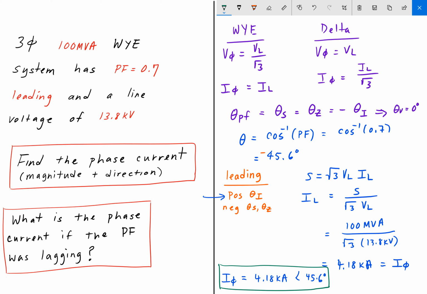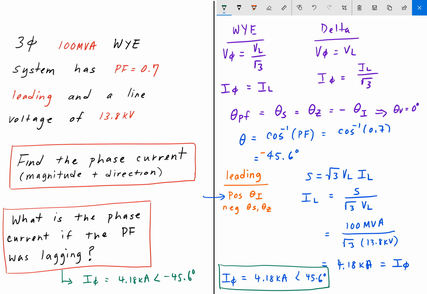And so what if this power factor was lagging instead of leading? The magnitude stays the same, whether it's leading or lagging, and the only thing that changes is the sign on the current angle. So if we were to have a lagging system, then we would have negative 45.6 degrees. So just to write it out, it would be 4.18 kiloamps at an angle of negative 45.6 degrees.